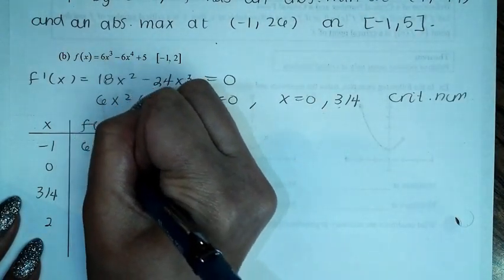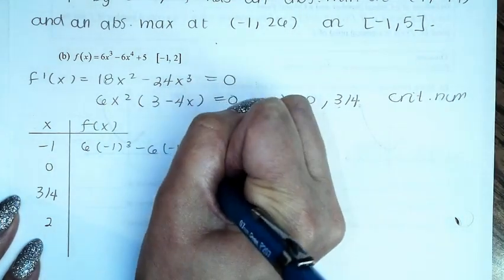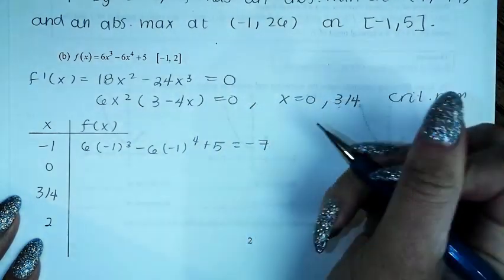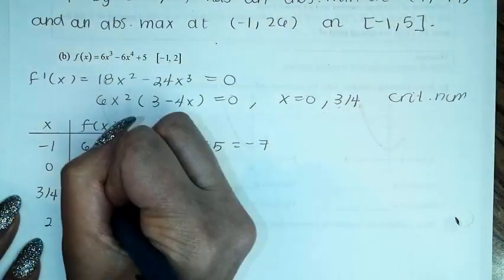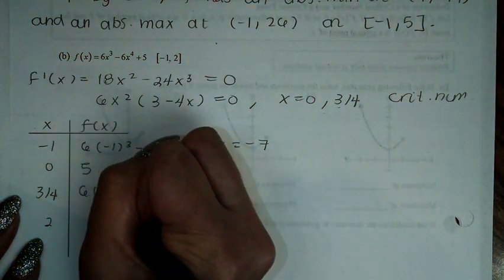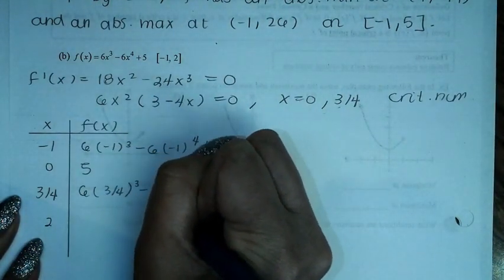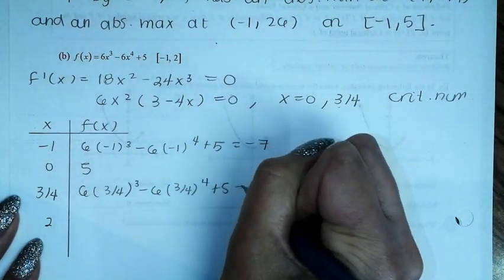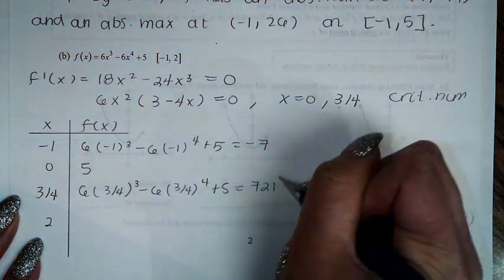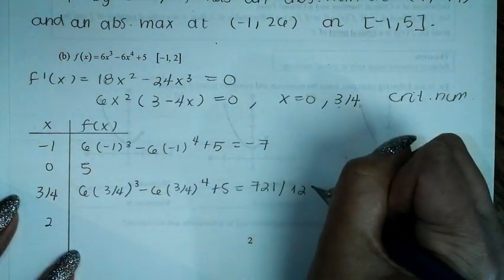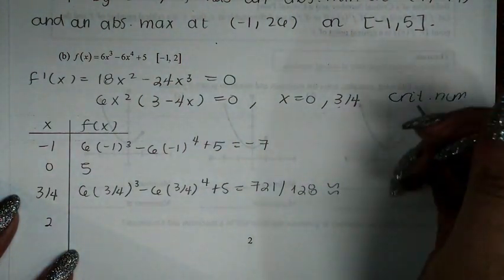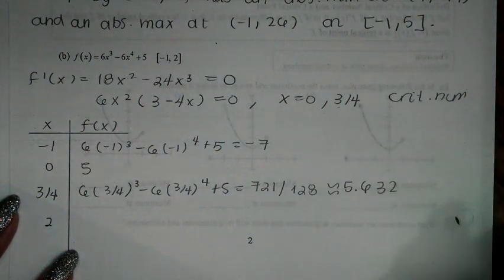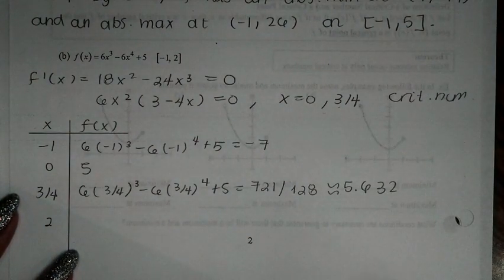So it's 6 times -1 cubed minus 6 times -1 to the power 4 plus 5. And this is going to be equal to -7. Similarly with the 0, you know that that's 5, but this one is not going to get pretty with the 3 over 4. Look at those numbers, hideous. So we have that it's 721 divided by 128, which, because I plugged that value in the calculator, I know that it's roughly 5.632. I'm doing it so you can compare it with the numbers.